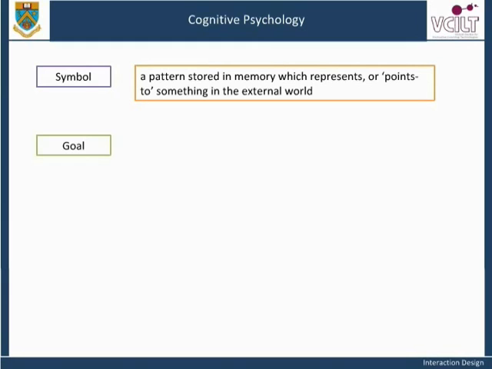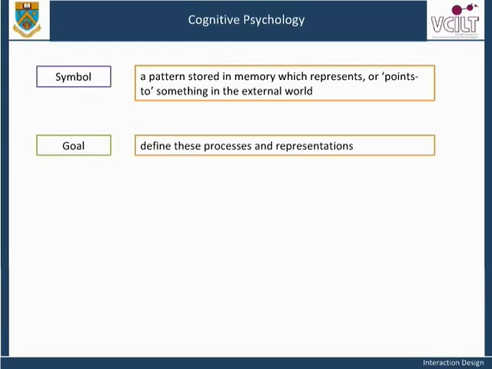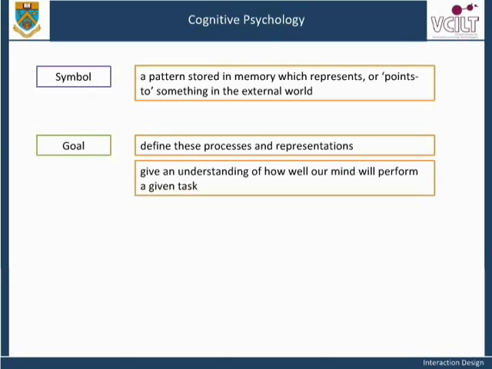Various processes in the mind manipulate and transform symbols from one sort to another. The goal of cognitive psychologists is to define these processes and representations to give an understanding of how well our mind will perform a given task. Obviously, human-computer interaction can benefit from this work by building models of user performance and defining design guidelines which are sympathetic to the way our mind processes the information being displayed on a computer screen.